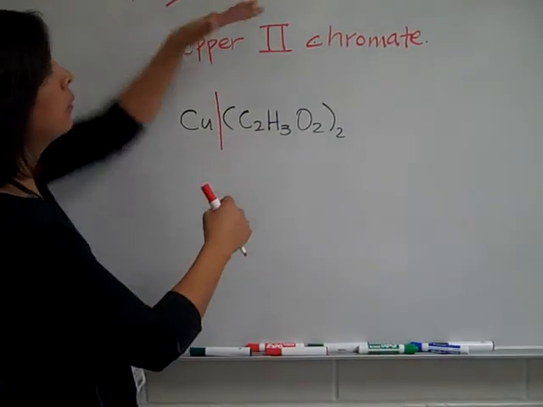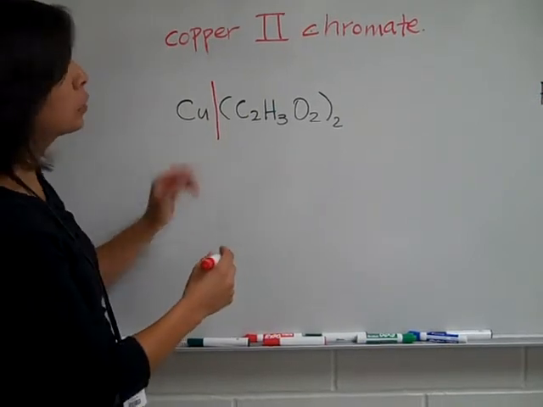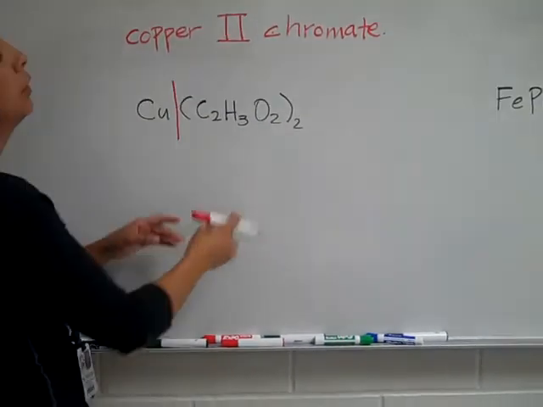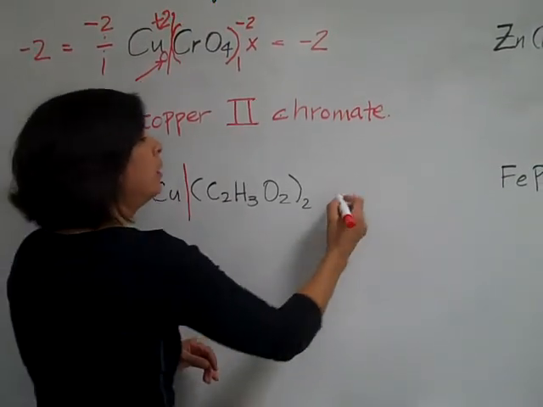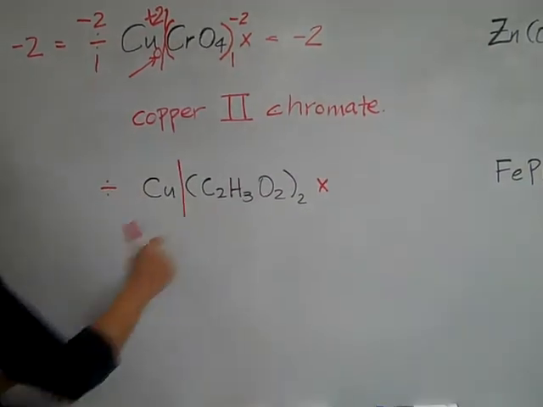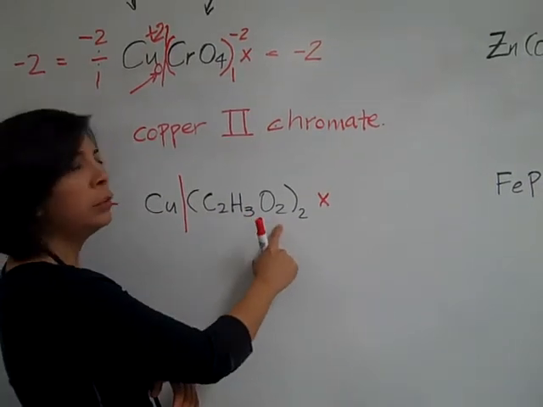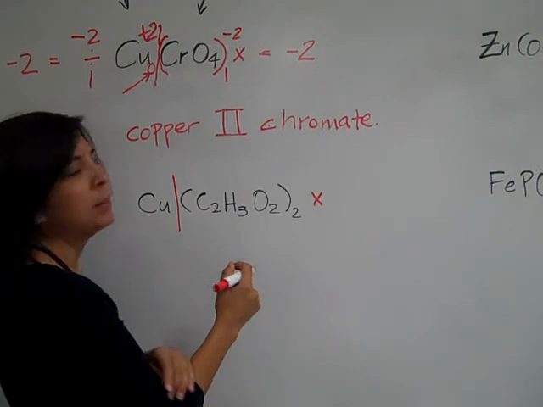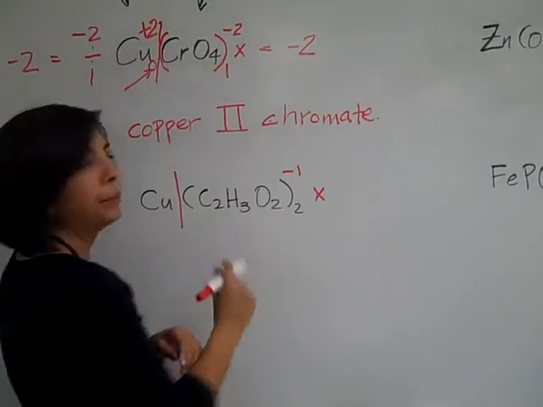To name it, remember with the transition metal you don't know its charge, so you have to identify what the charge is by looking at the total charge on the anion side. Like we did before, you split it down the middle, which we've already done. You put a multiply sign on this side and a divide sign here. You're going to find the charge, or the oxidation number, for C2H3O2, what's inside the parentheses. That's the polyatomic ion acetate.